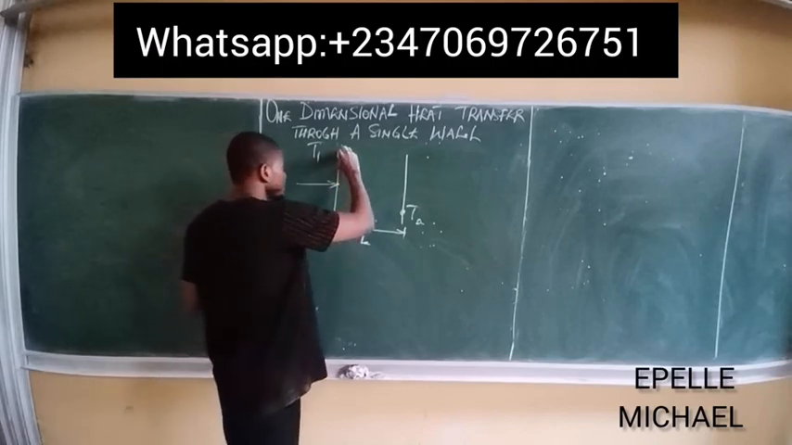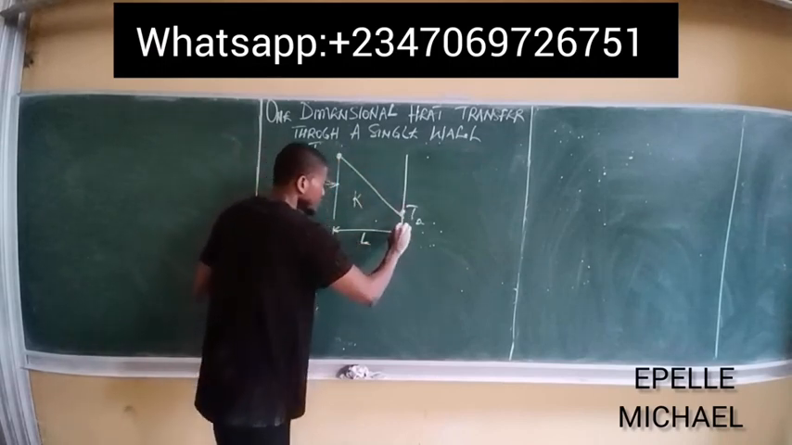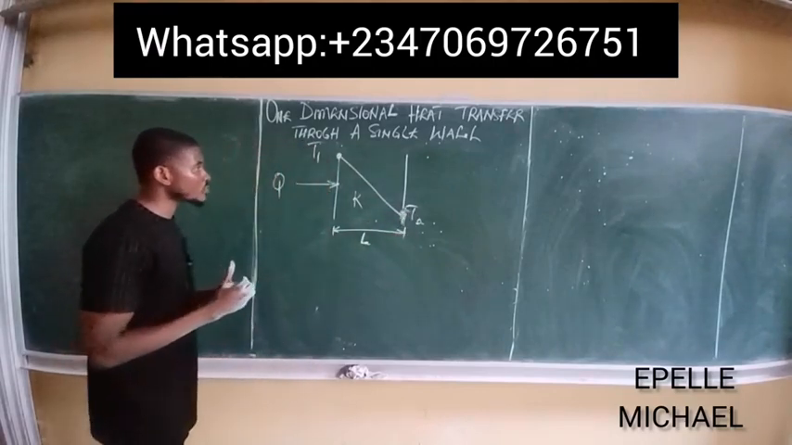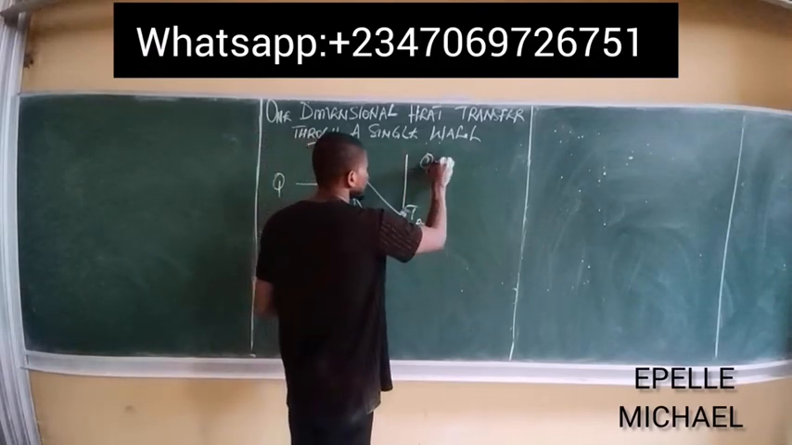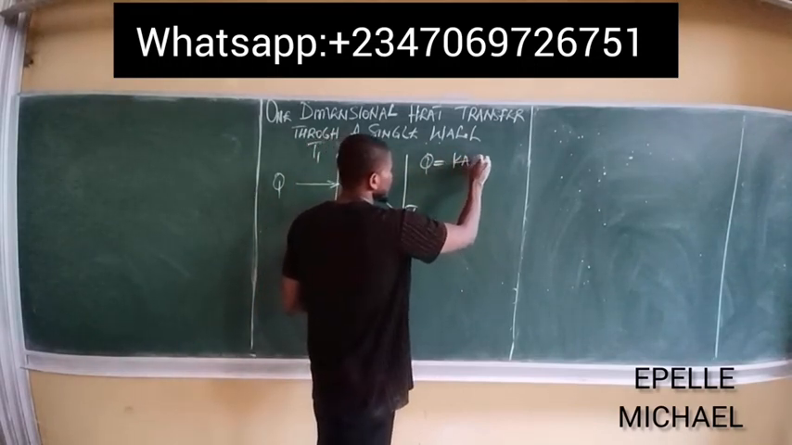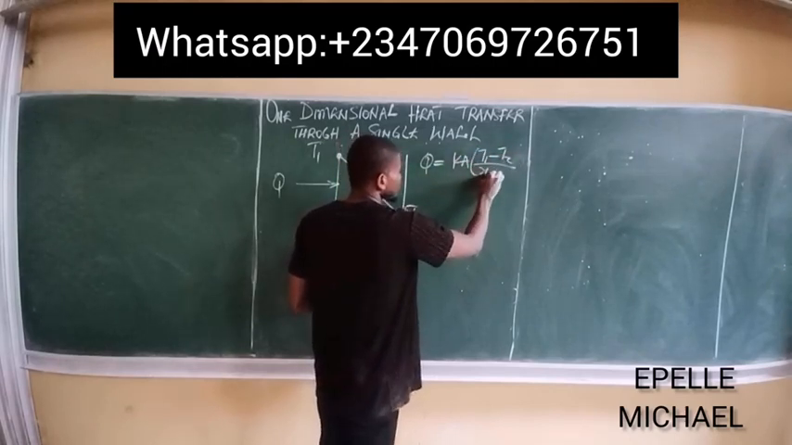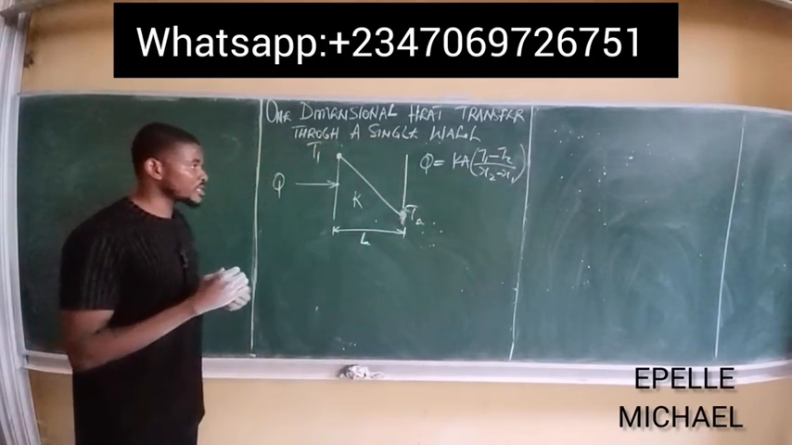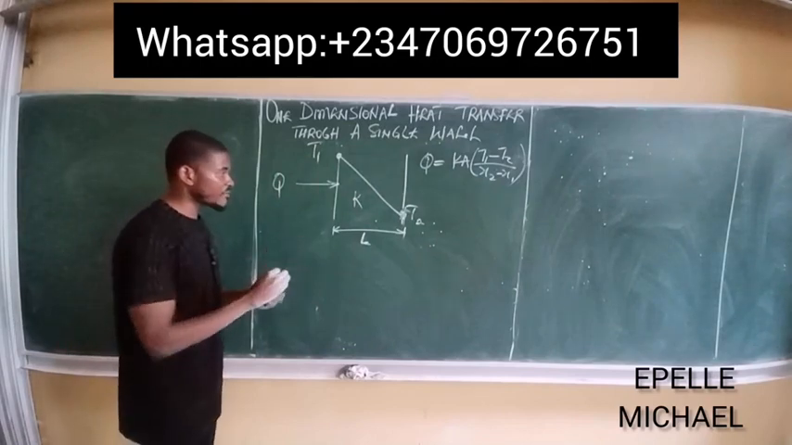Now, this heat is being transferred from temperature T1, and it loses temperature down to temperature T2. The law that governs conduction heat transfer is simply Fourier's law, and that law states that Q, which is heat, is equal to KA times T1 minus T2 all over X2 minus X1. This is the heat transferred by conduction for a given wall which conducts heat between two temperatures, just like we have in this case.